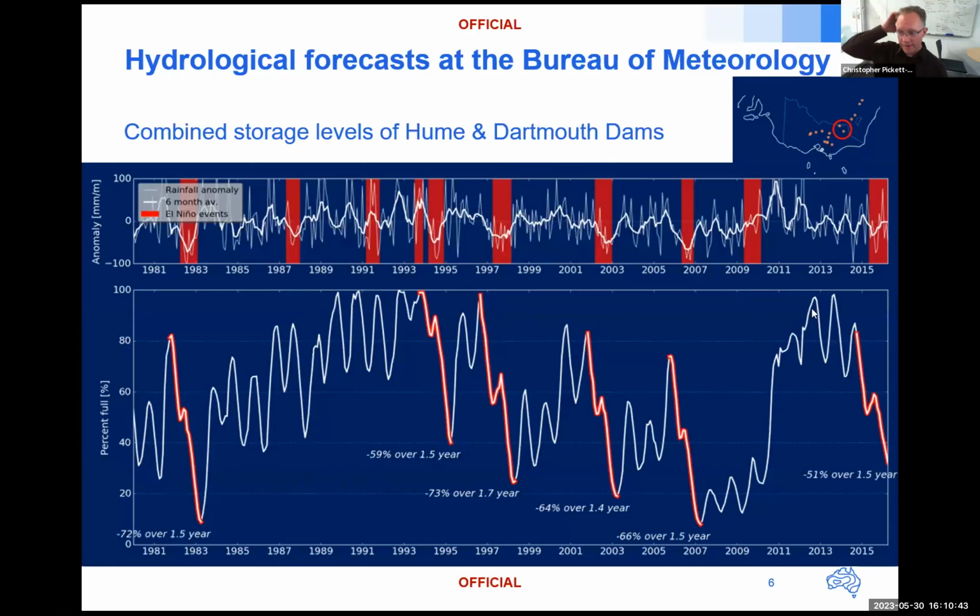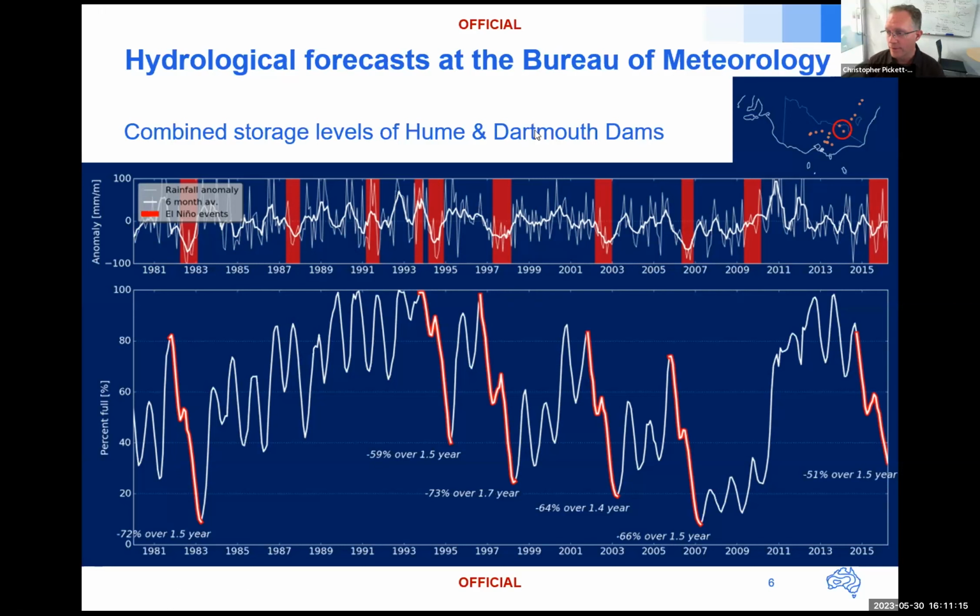Now, just to reiterate the impact of climate variability, this chart shows the variation in the amount of water stored in the combined storage levels of the Hume and Dartmouth dams in the upper Murray-Darling Basin. I know many of you are perhaps from Sydney, so it might not be so familiar, but Hume Dam obviously lies on the border between New South Wales and Victoria. It's on the Murray River. Dartmouth is upstream, not on the Murray River, but upstream in the Victorian Alps.